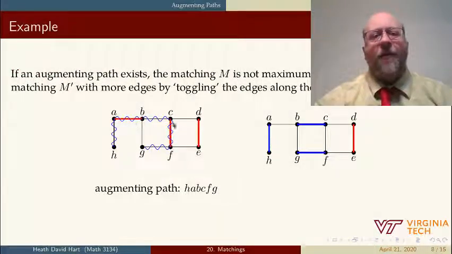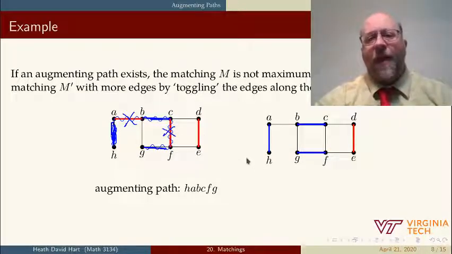Let's put the alternating path using this sort of wavy line here. If an augmenting path exists, the matching is not maximum because what I can do is take every edge on the augmenting path and toggle it. If I include this edge in the matching and not include this edge, then include this edge and not include this edge, and then include this edge, I now have 4 pairs of matched vertices instead of just 3.